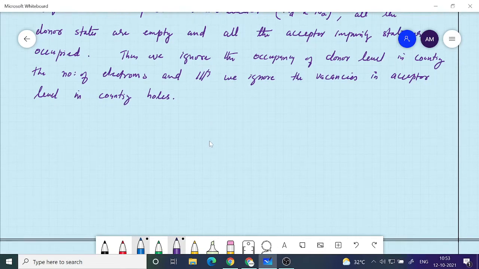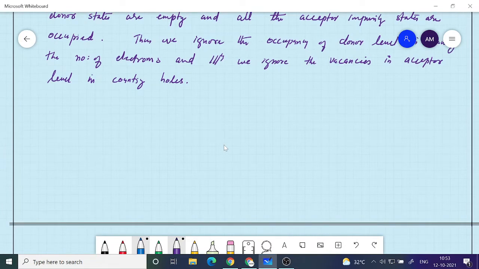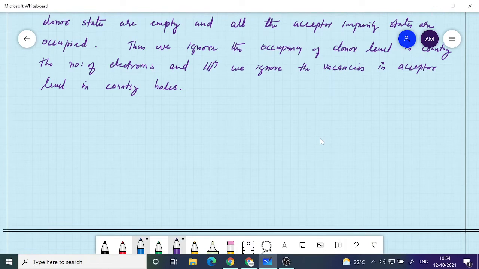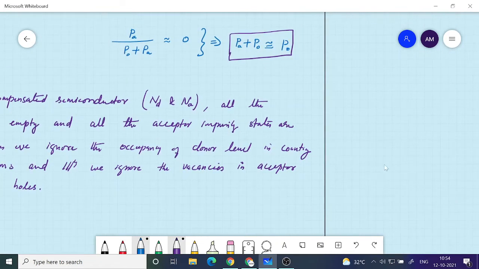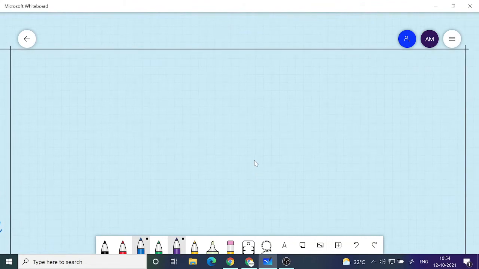Now we do not know where the Fermi level is in an extrinsic semiconductor. So we are actually going to figure it out. If we figure out P0 and N0, then we can figure out EF. That is basically the approach. So first let us figure out what N0 and P0 are. In order to figure out N0 and P0, we consider the charge neutrality equation.